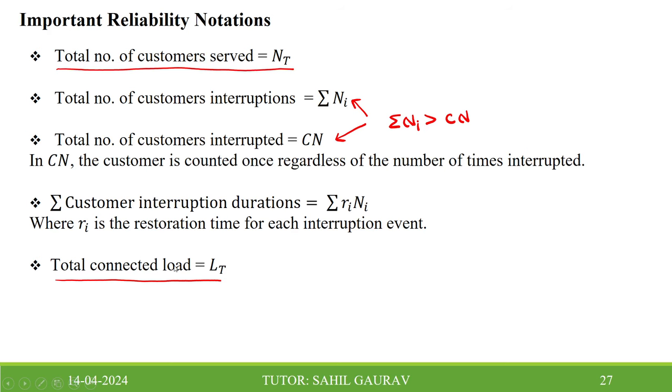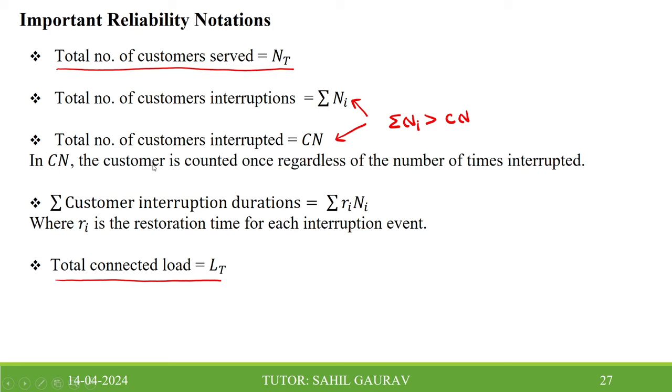Before we see the expressions for all the reliability indices, we have important reliability notations. First is NT, the total number of customers served. The second is sigma Ni, the total number of customer interruptions. In many problems NT is given in the problem itself, and the total number of customer interruptions you have to get from the table. The total number of customers interrupted we denote as CN. In CN, a customer is counted once regardless of the number of times interrupted. So these two are very important: the total number of customer interruptions and the total number of customers interrupted.